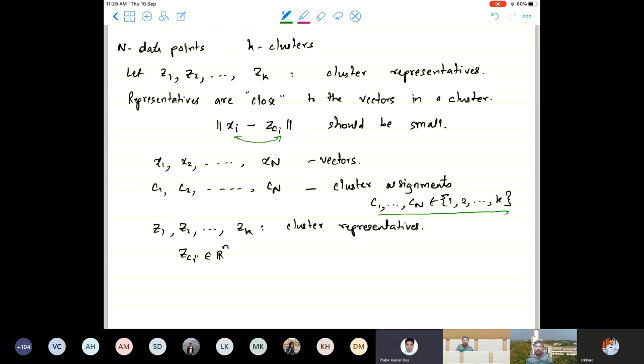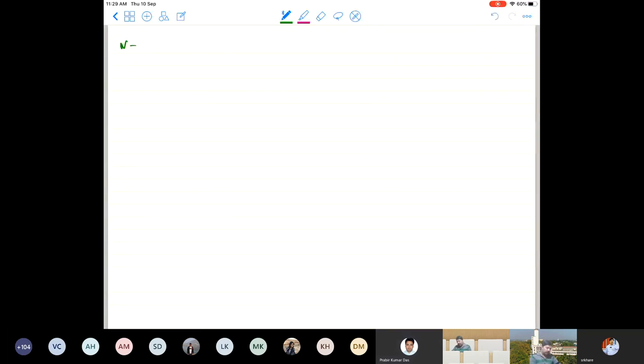Sir, can we think of C1 as some sort of weightage? No, it is not that difficult. It's very simple. Take n equal to 100 and k equal to 5. Then you have the list x1, x2, and so on up to x100. Then I have C1, C2 up to C100. C1 can take value 1, C2 can take value 5, C3 can take value 1 again. So C1 and C3 can be the same. There is no problem about it.